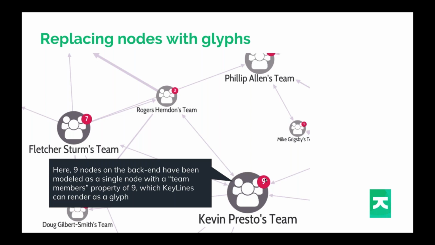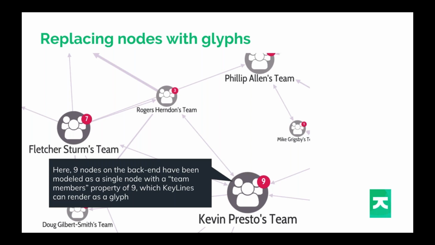And finally, as another kind of example, we talked about replacing nodes with links, and we talked about replacing links with link styling. Here's an example where we're replacing nodes with glyphs. So the glyphs are these little decorations. In this case, I've got a database on my back end of people, and I'm interested in knowing how teams within an organization communicate with each other.